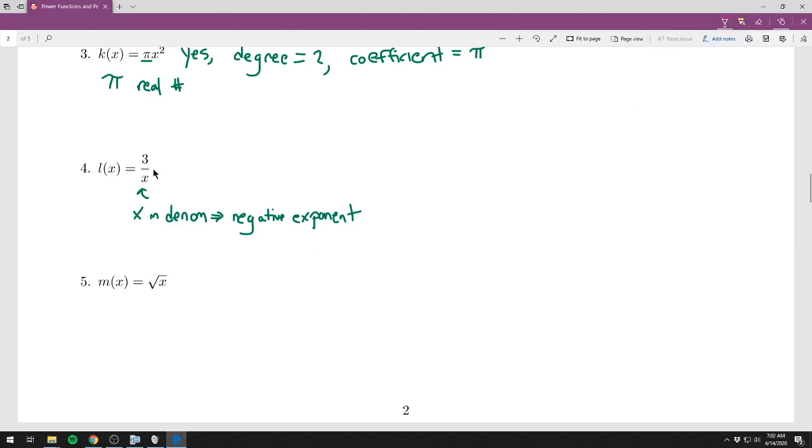Now for a reminder on exponent rules: if we have no power written, it's just 1. If we want to bring something from the bottom of a fraction to the top, we put a minus sign on its power. So this is the same thing as 3x to the -1. And we can see more clearly now it is not a power function because the exponent doesn't work. The exponent is negative, which is bad.